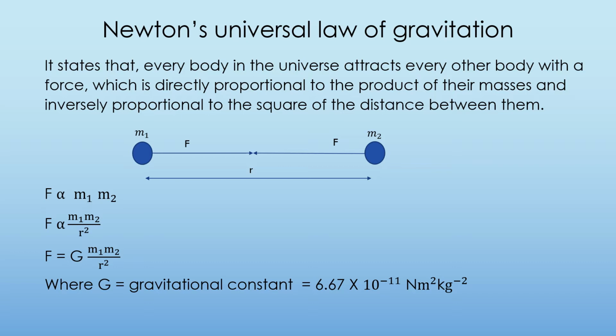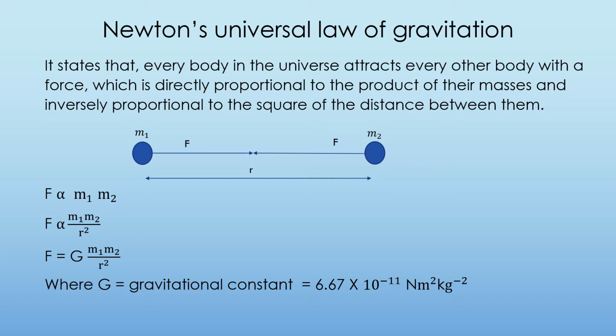It states that every body in the universe attracts every other body with a force which is directly proportional to the product of their masses and inversely proportional to the square of the distance between them. Let's write it mathematically. Let us consider two bodies of mass m1 and m2, as you can see in the diagram. They are separated by the distance r and F is the force of attraction between the two bodies.